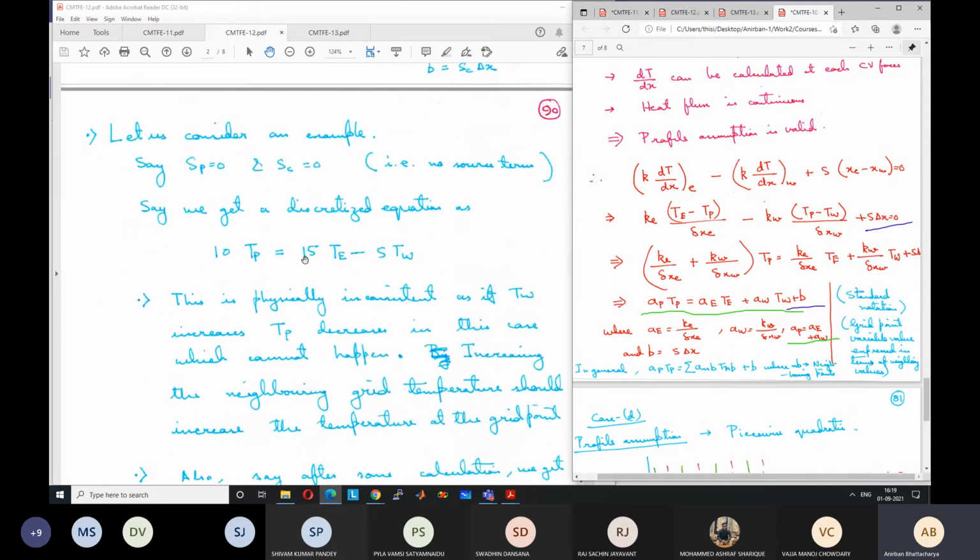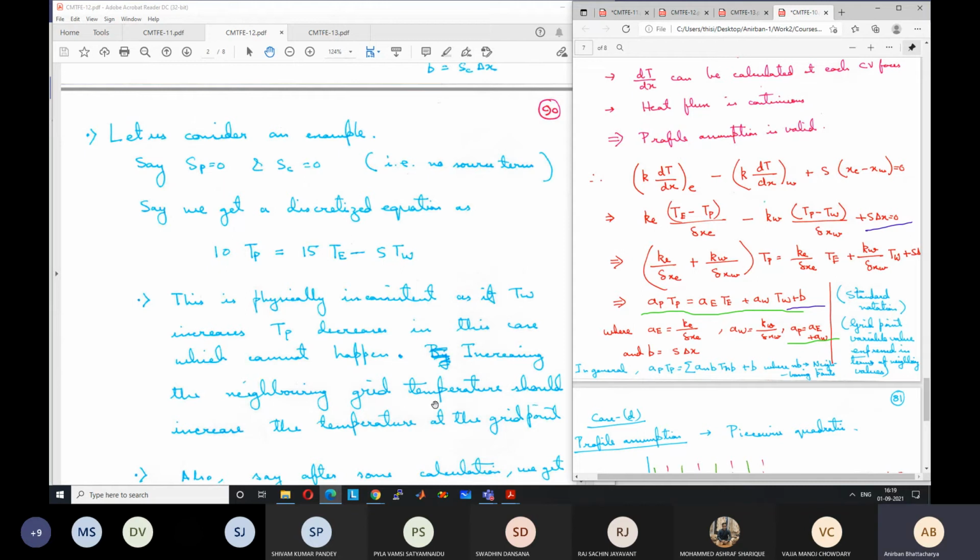But what we are getting from our equation is that if TW is higher, TP is lower. It means that it is physically not consistent. This is physically inconsistent: as TW increases, TP decreases in this case, which cannot happen. Increasing the neighboring grid temperature should increase the temperature of the grid point, which I have just discussed.